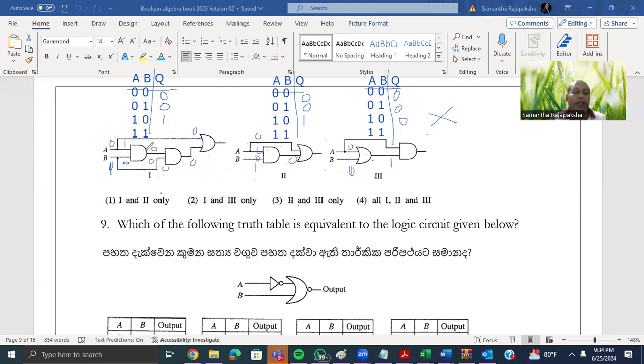Then you can put 1 and 1. When this is 1, actually the answer will be 1. When it is 1, the answer will be 1. So therefore, the first two are equal. First two are equal, 1 and 2 are the equal ones.